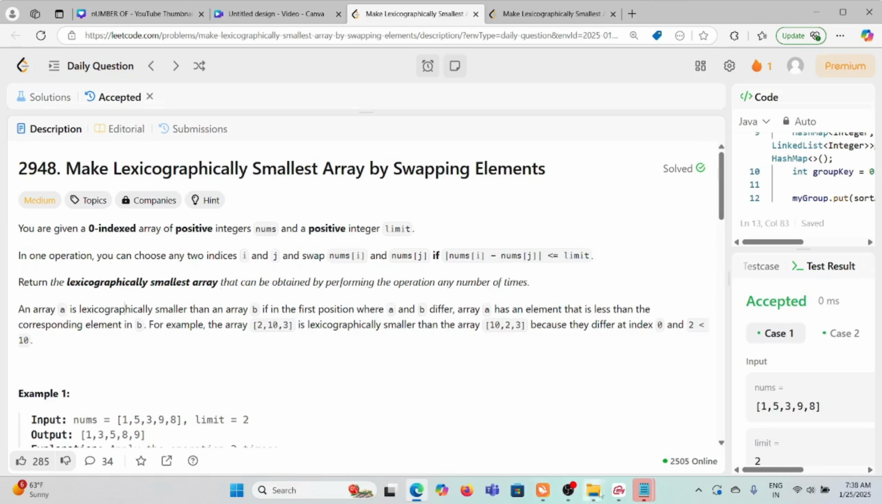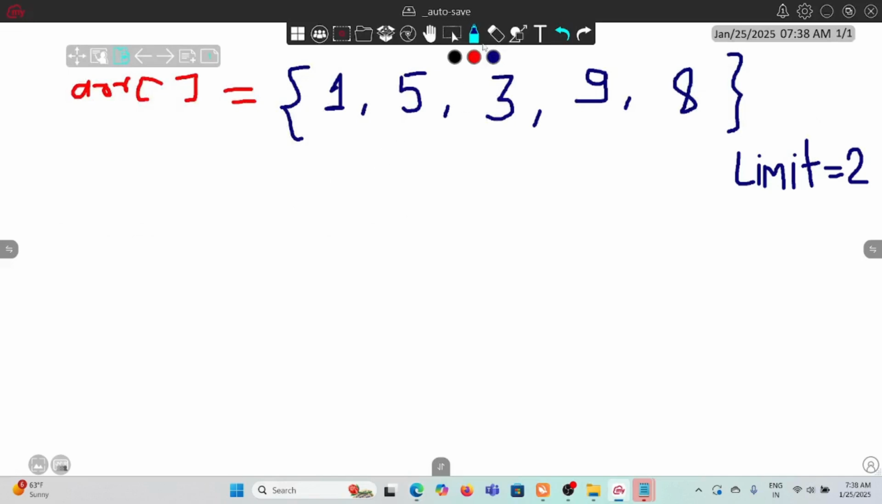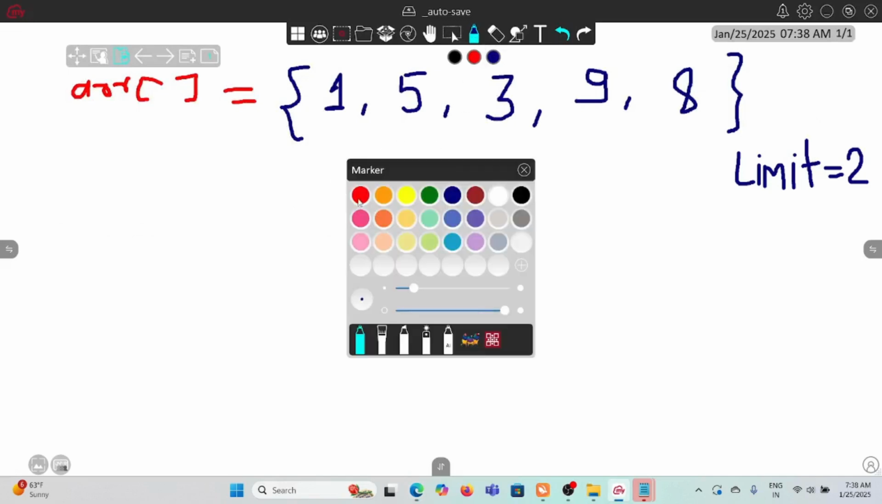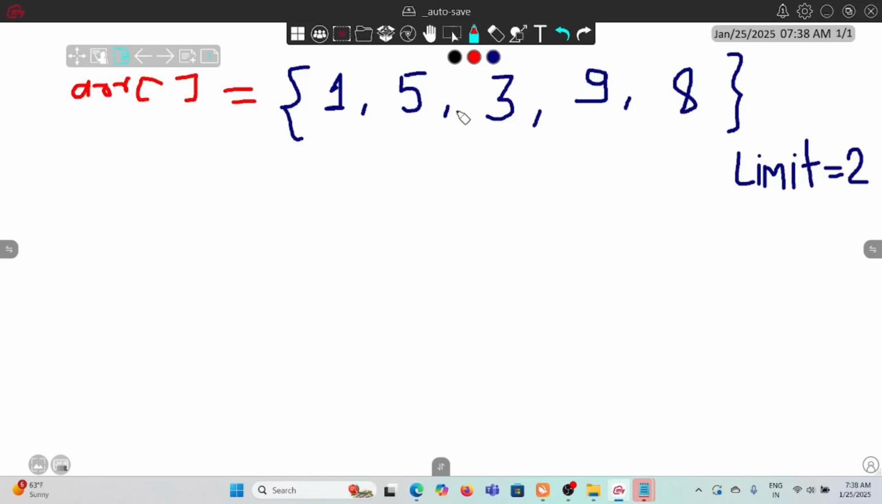We can understand it in this way. For example, this is the array, and we have to find the lexicographically smallest array. I'll tell you what lexicographically smallest means, but let's first understand what we are supposed to do. When we see 1 and 5, what is the difference between them? The difference is 4, but the limit is 2, so we cannot swap them, right? Now look at 5 and 3. The difference is 2 only, so we can make a swap here.